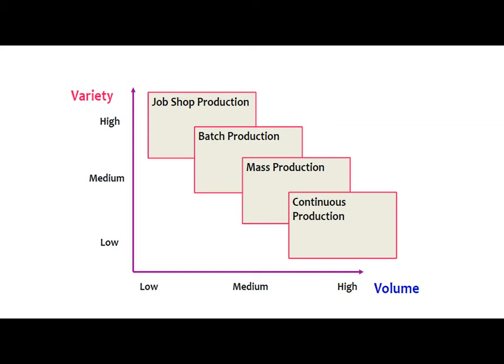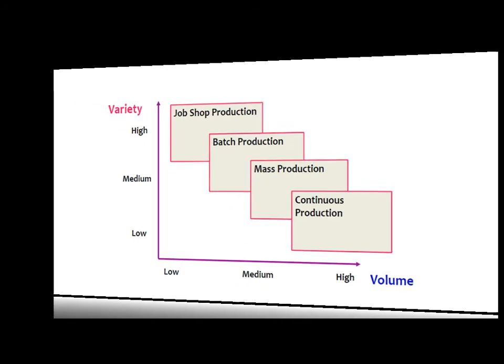So if we take the example of job shop production, in the job shop production, the volume is typically low while the variety is very high. Similarly, take the example of continuous production, where the variety is extremely low, but at the same time volume is extremely high. And as far as batch production and mass production are concerned, here the volume is medium and variety is also medium.